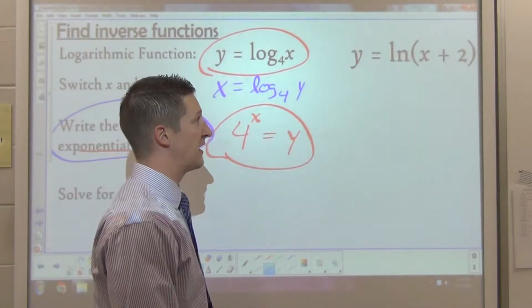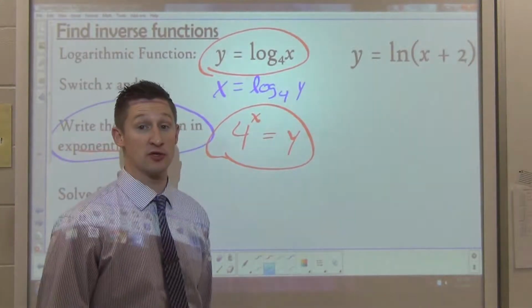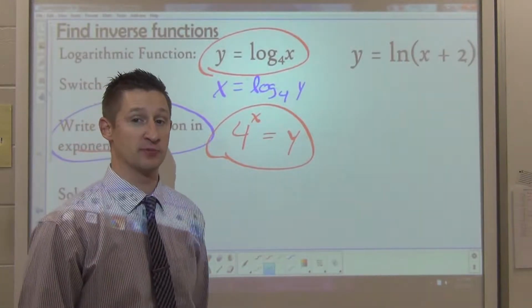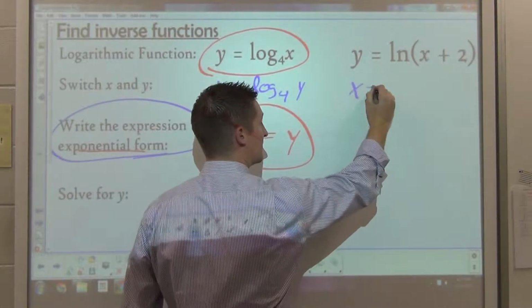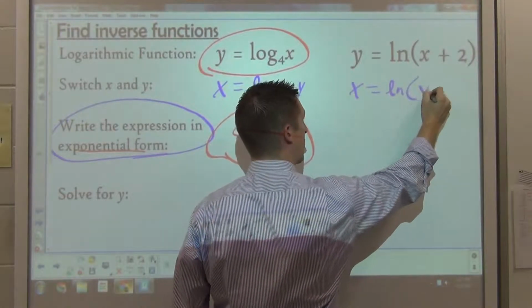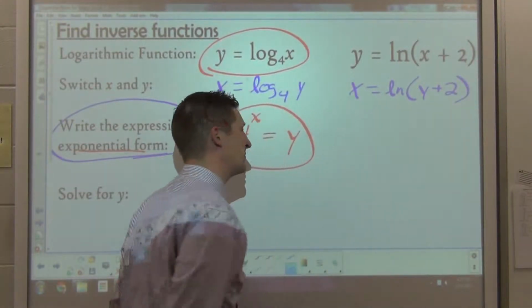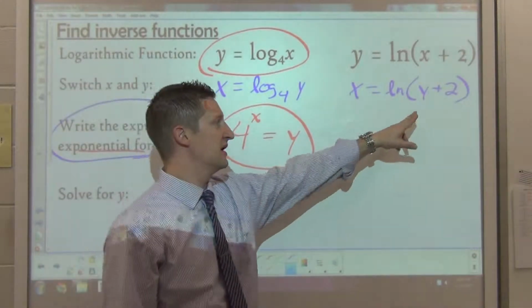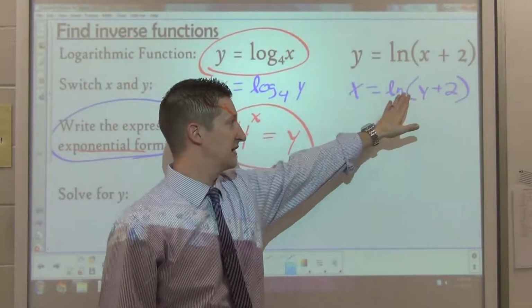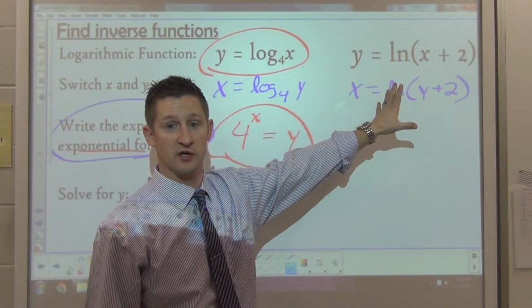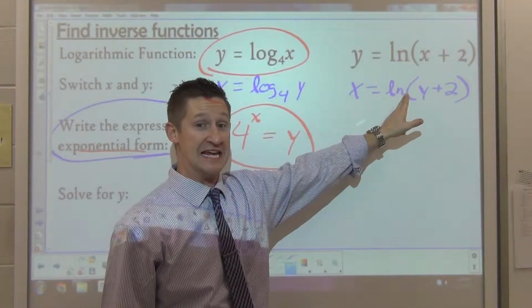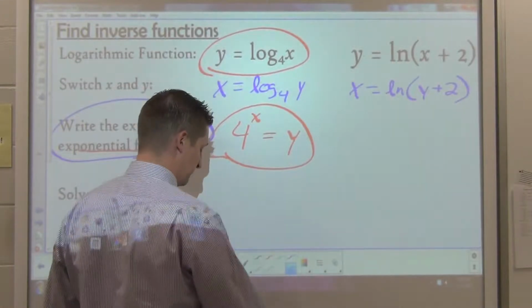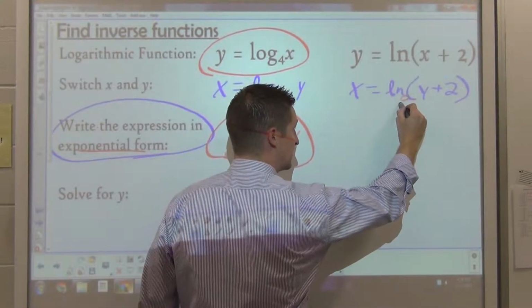So to find the inverse of the natural log, or the ln of x plus 2, I would use the same process. I would switch x and y. X is equal to the ln of y plus 2. You might be tempted to subtract the 2, but it's inside a parentheses, so we need to take care of the logarithm part of this first. Now when I have ln, the natural logarithm, that means I have a base of e, the natural number. So I'm going to just put a little e there to remind myself.